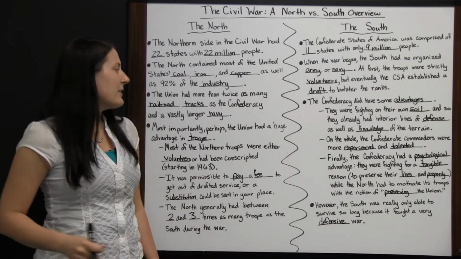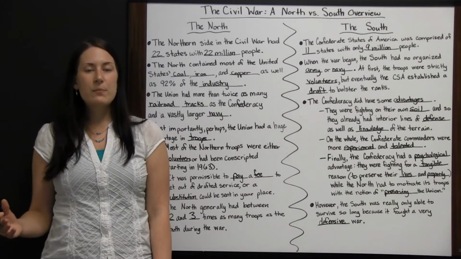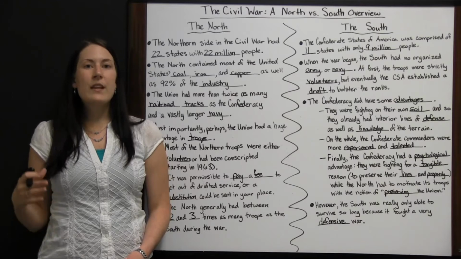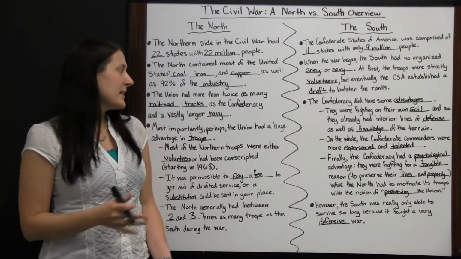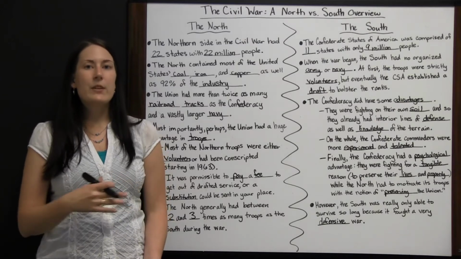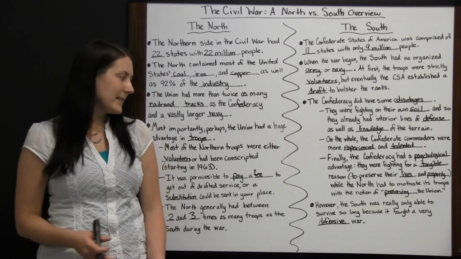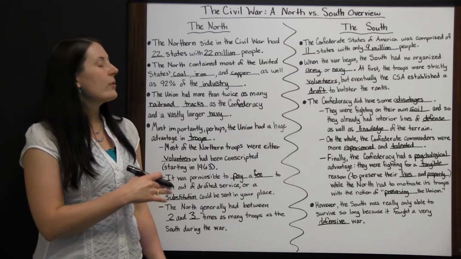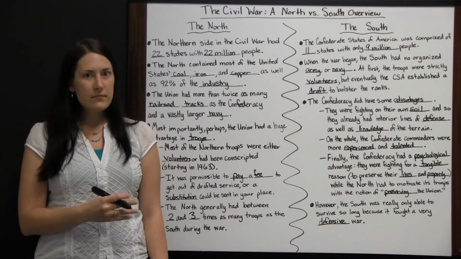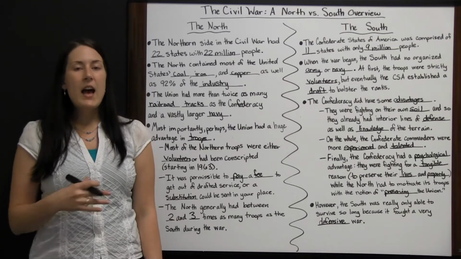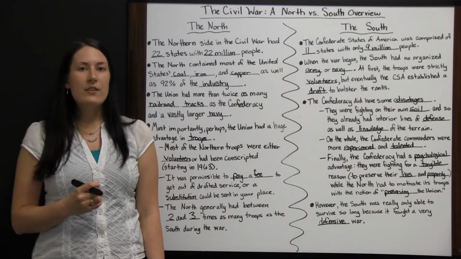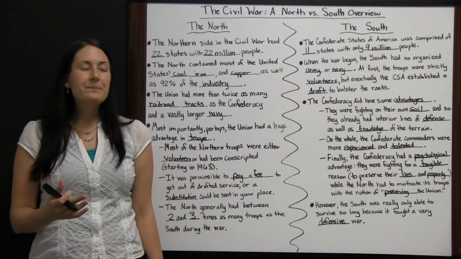The North also had more railroad tracks to actually transport goods, transport soldiers, transport food, clothing, more ammunition and weapons, and they had twice as many railroad tracks to do this, where the South was going to be moving things at a slower pace. And then, of course, troops, the sheer number of troops that the North had outnumbering the South ended up being one of the biggest contributing factors to the Civil War.